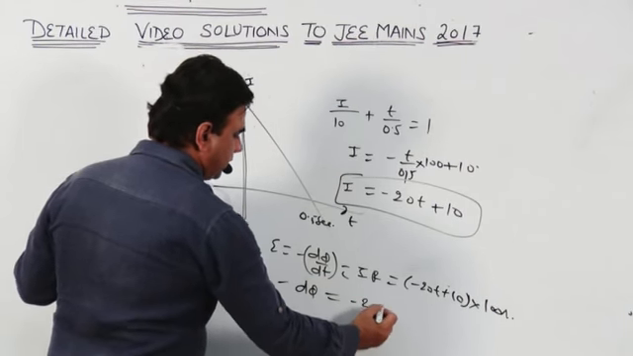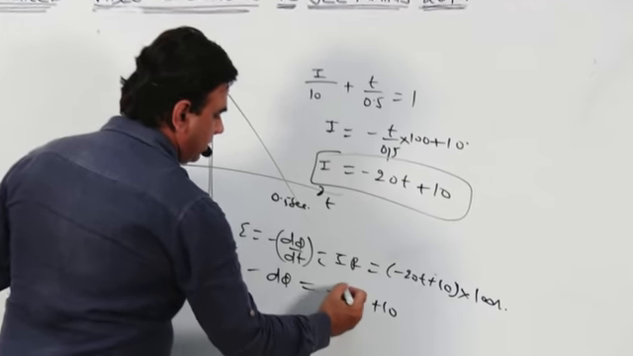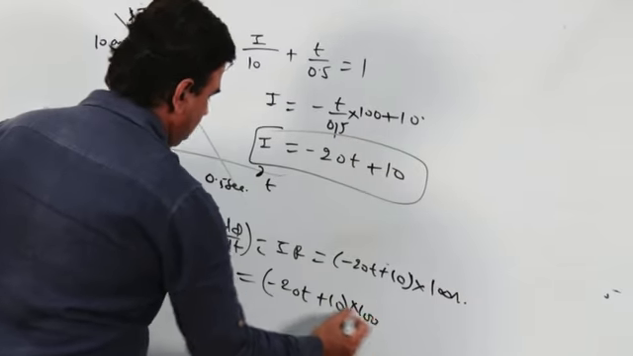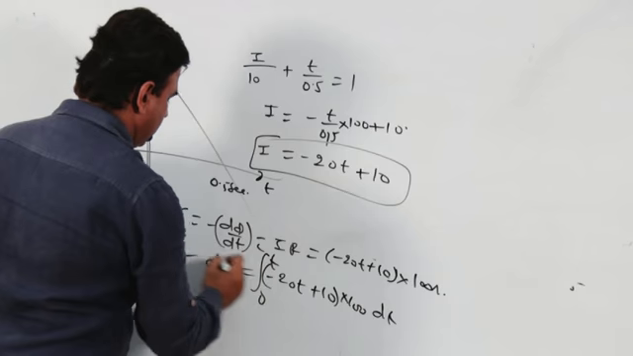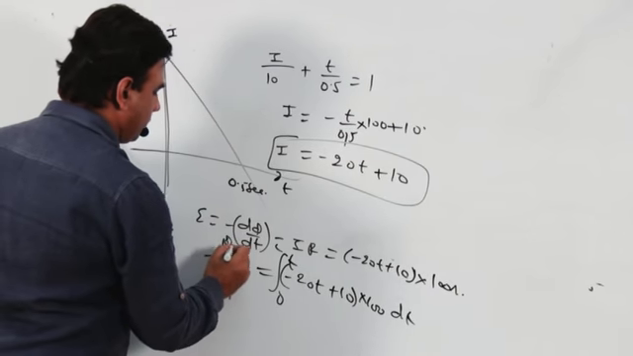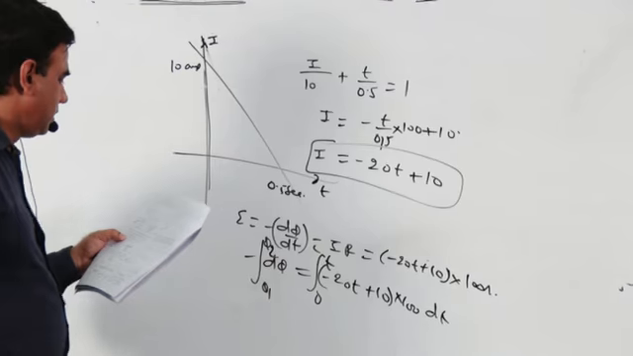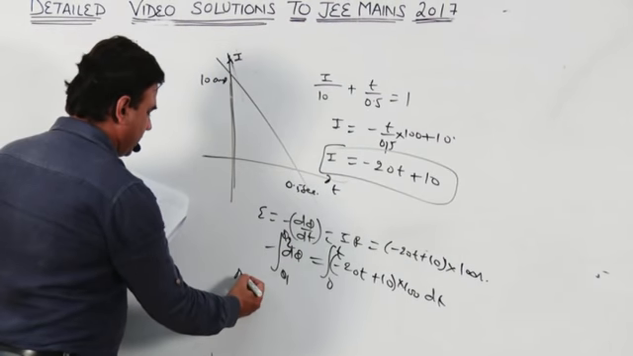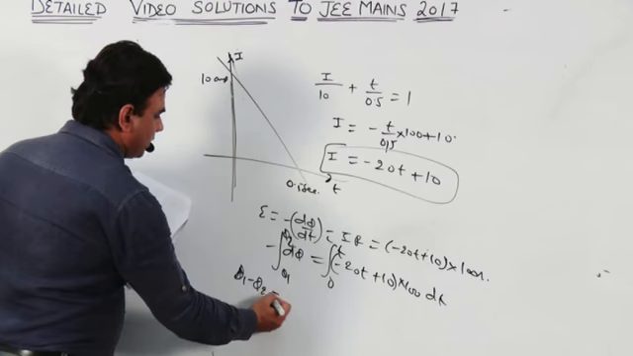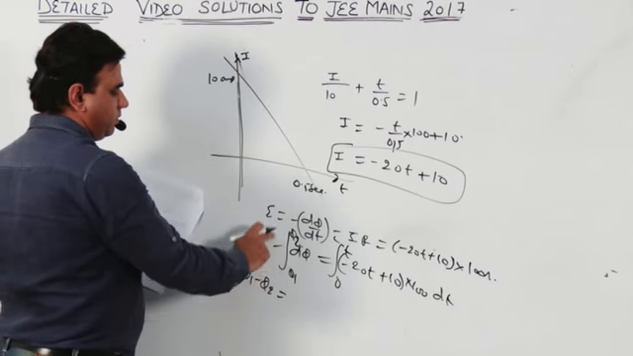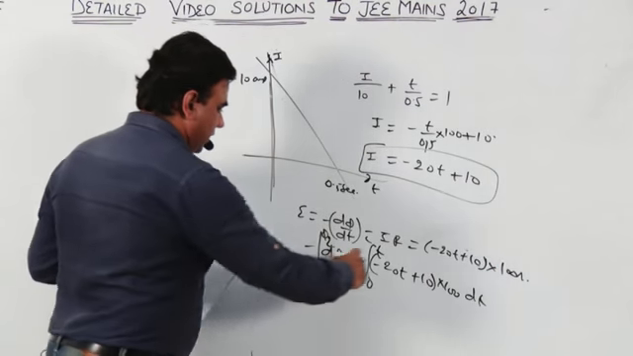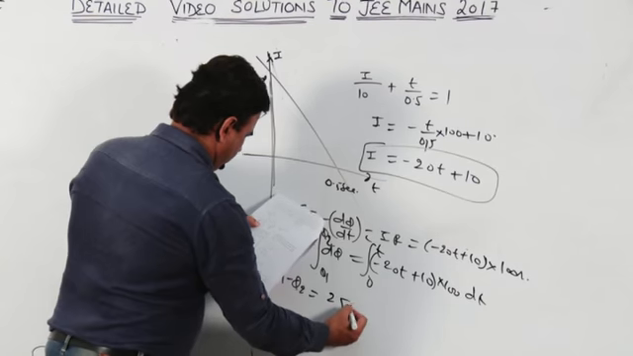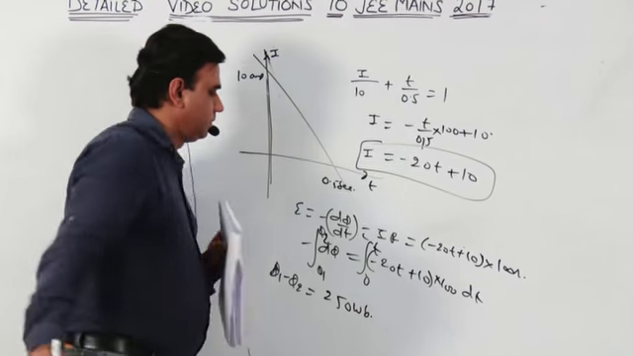So minus 20T plus 10 into 100 dt, integration from 0 to t, and phi 1 to phi 2. If we integrate, then the change in flux we can get: it will be phi 2 minus phi 1, so due to the minus it becomes phi 1 minus phi 2, and if we integrate this we can get 250 Weber this way.